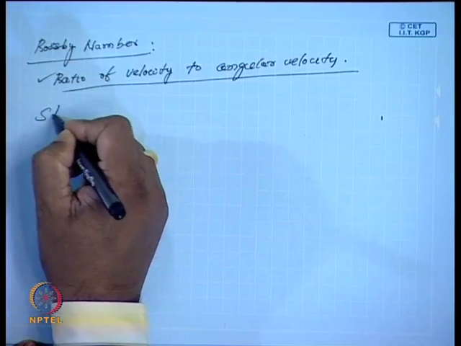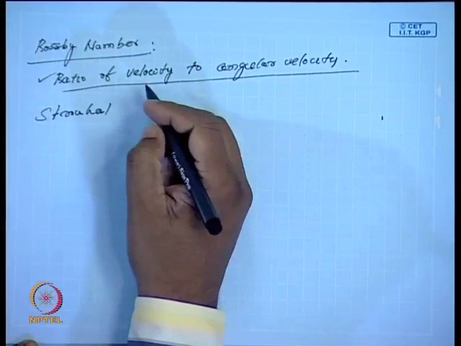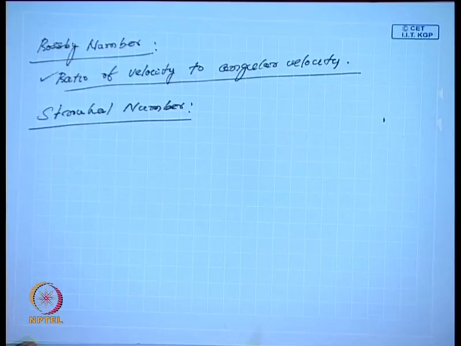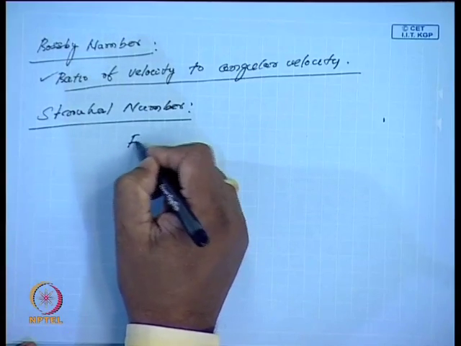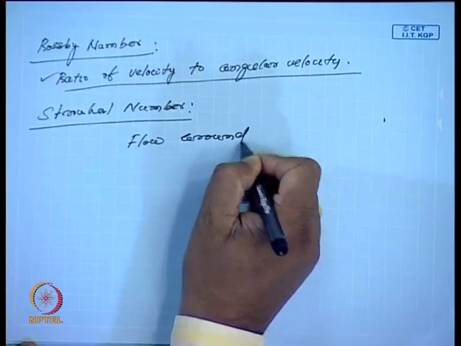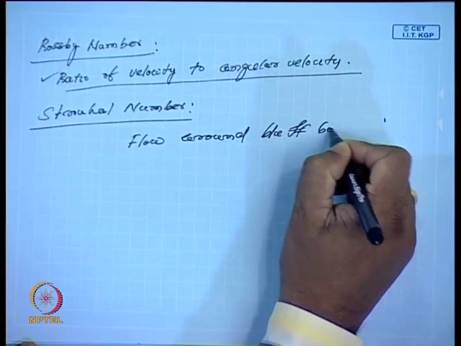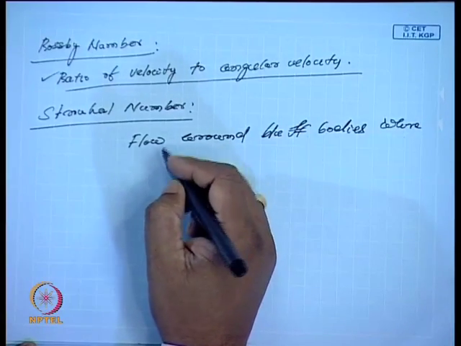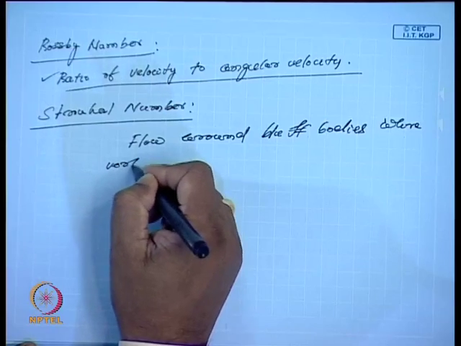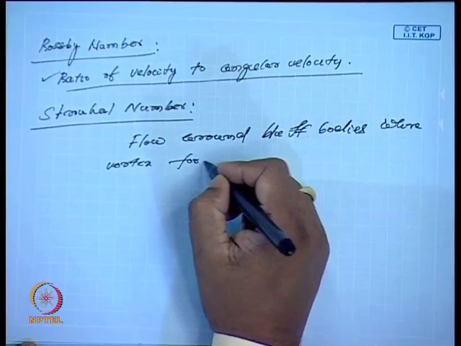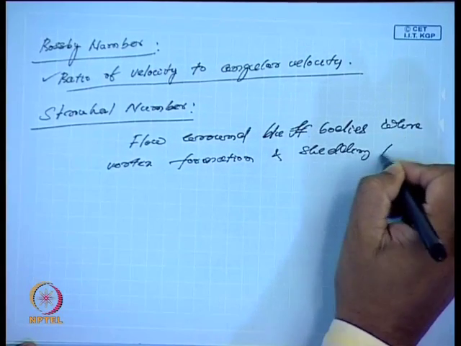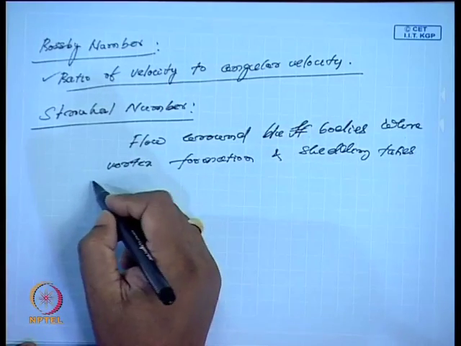And then we have the Strouhal number. It is important basically when there is flow around bluff bodies, particularly where vortex formation and shedding take place. These are some of the important non-dimensional numbers.